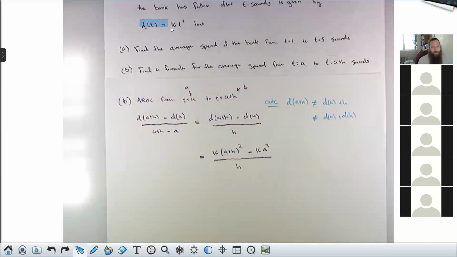Remember, anytime you're evaluating a function, you just plug in for the variable, and you do so in parentheses. If I was being very, very careful, I would write this as 16 times parentheses a squared, but we know parentheses a squared is just a squared. Okay, how do I simplify this? What can I do to clean this up?